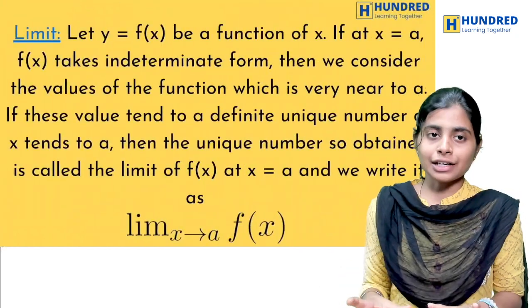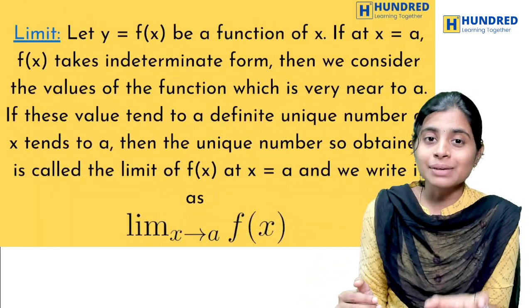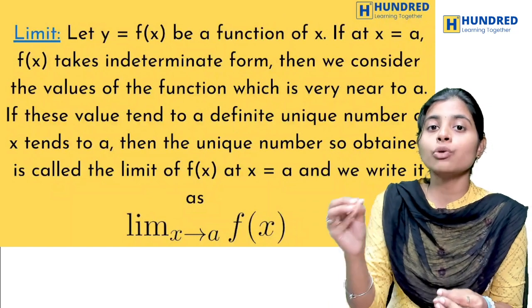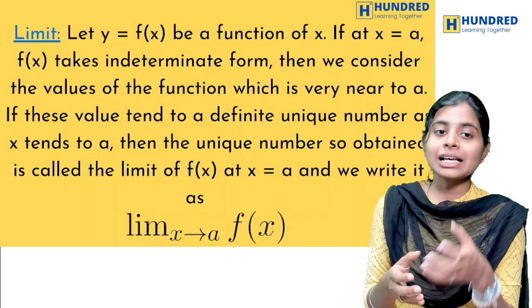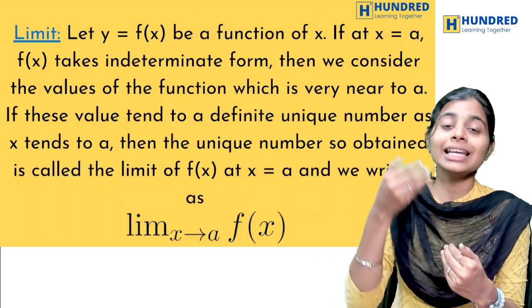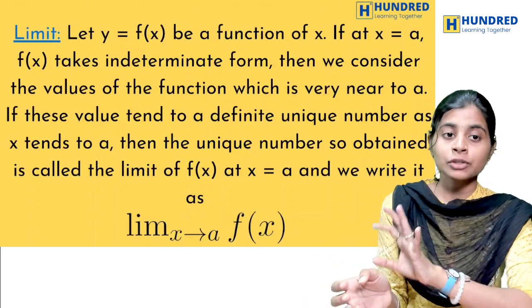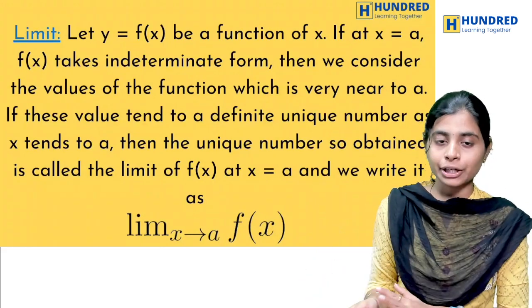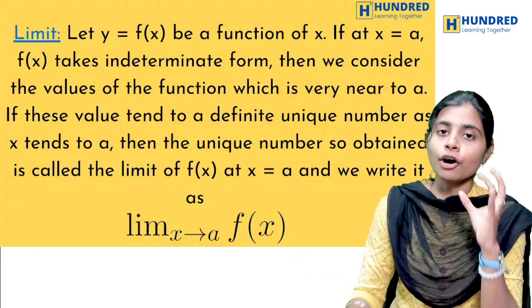So consider a function, for example y equal to f of x. So here f of x is a function of x, right? So if the value of x is equal to a, f of x takes the indeterminate form. For example, if the values of the function very near to a tend to a definite unique number as x tends to a, then that unique number is called a limit. Okay, so how will we denote this? Limit x tends to a f of x.